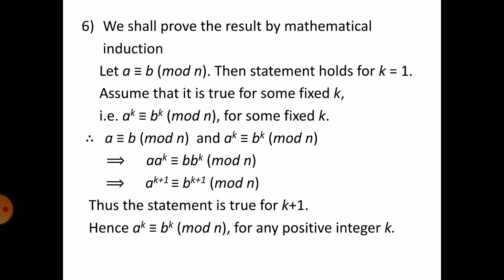Then the 6th result. In this result, if A is congruent to B mod n, then we have to prove that A raised to K is congruent to B raised to K mod n. That means multiplying the congruence by itself K times.